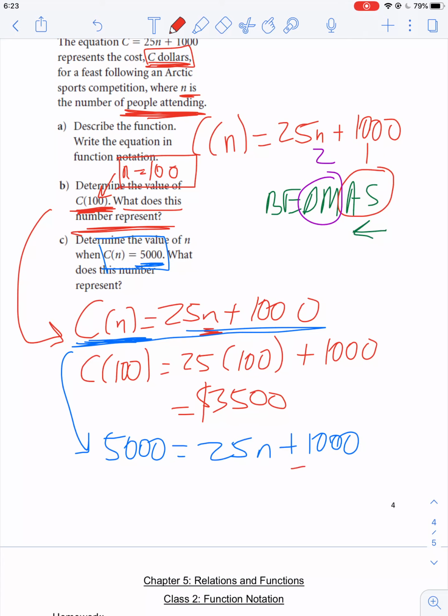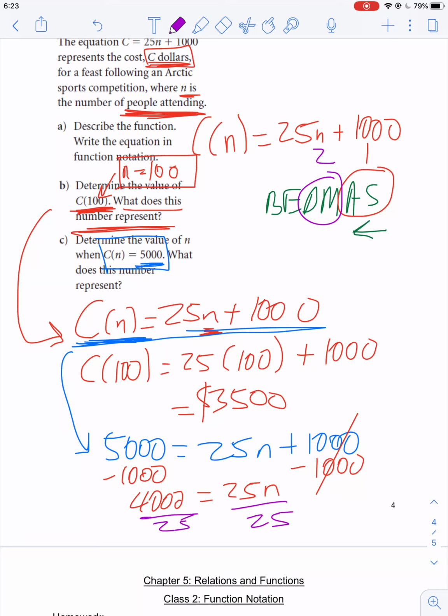To get rid of that, you have to do the opposite, so minus 1,000 on both sides. Because it's algebra, whatever you do on one side, you have to do the same thing on the other side. This cancels out, so this tells me that 4,000 is equal to 25n. And then how do you get rid of multiplication? We'll do the opposite, which is division, again on both sides.